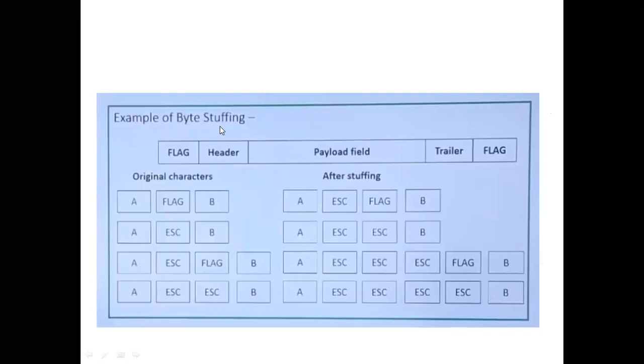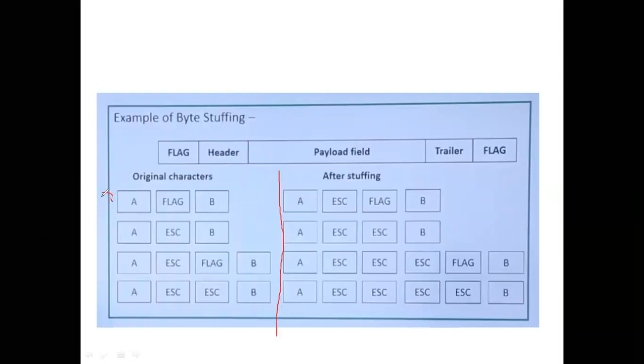See here, this is one example of byte stuffing. Here flag, header, payload field, trailer, and also flag. This is the framing. This is one frame, the specification for the frame. And here these are the original characters for the frame.